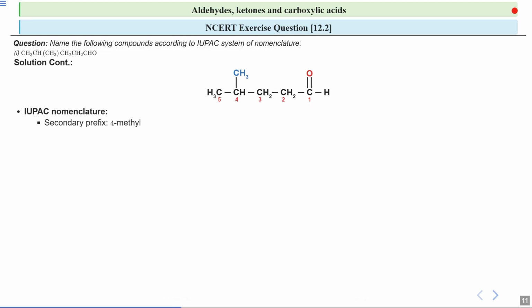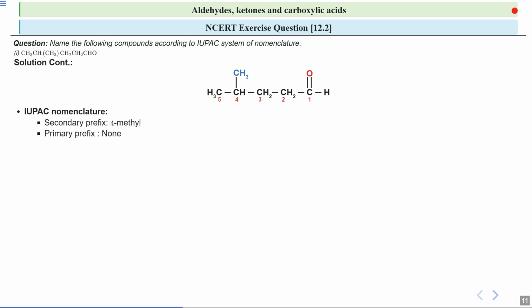So first is the secondary prefix. So secondary prefix over here, it indicates the substituents or the special groups which are attached to the parent chain. So if this is the parent chain, then you can see at fourth carbon a methyl group is attached. So this is a secondary prefix. 4-methyl is the secondary prefix.